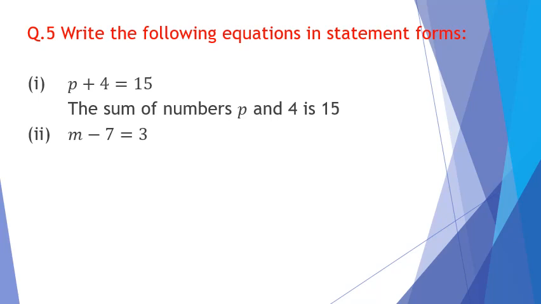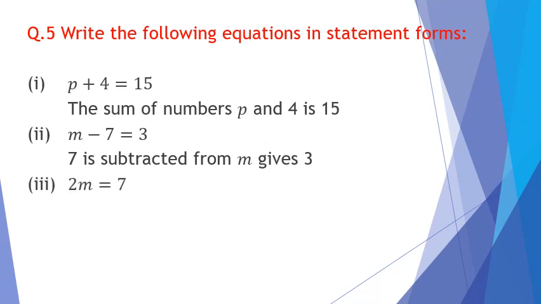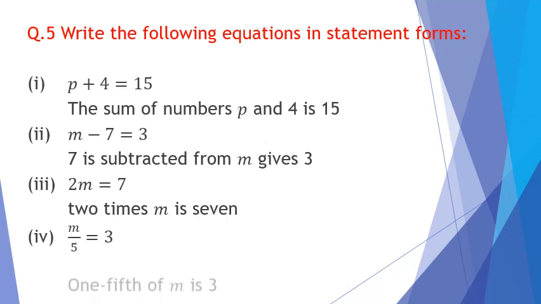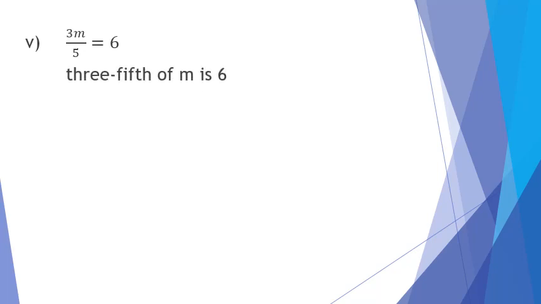That is also correct. Second, m minus 7 equal to 3. That means 7 is subtracted from m gives 3. Next, 2m equal to 7. 2 times m is 7. m by 5 equal to 3. 1/5 of m is 3. Next, 3m upon 5 equal to 6. 3/5 of m is 6.